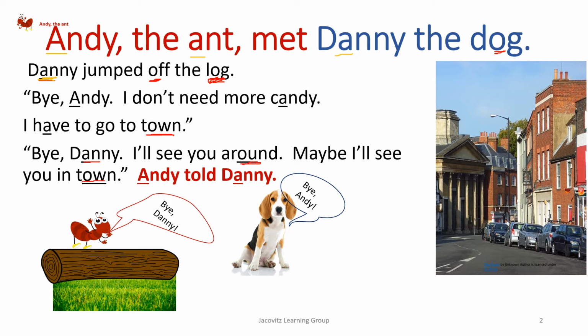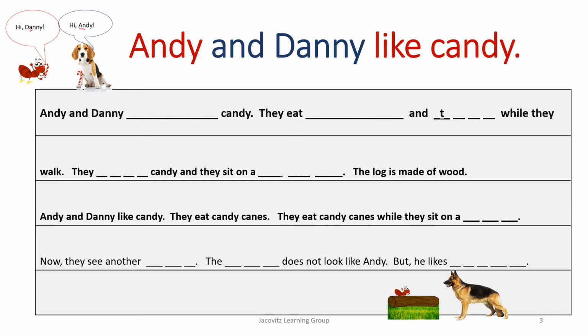And then you have your short vowel again here. Andy told Danny. So you have A here and short A here. Okay, those are our sounds. Let's move on. So let's try to see if we can't fill in some of the words that go here. And let's just think what we could say here.